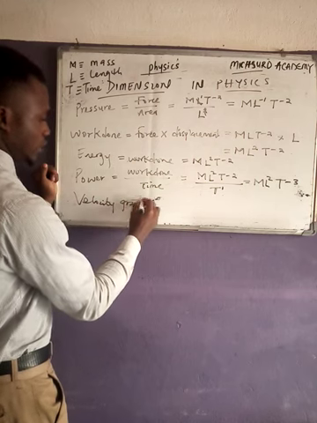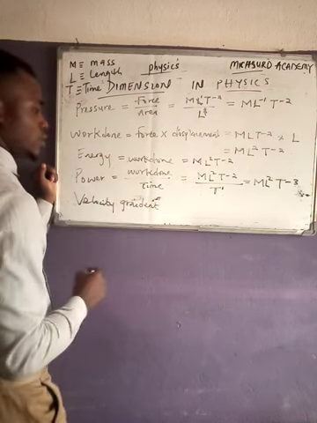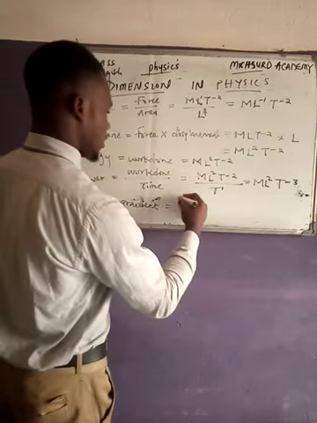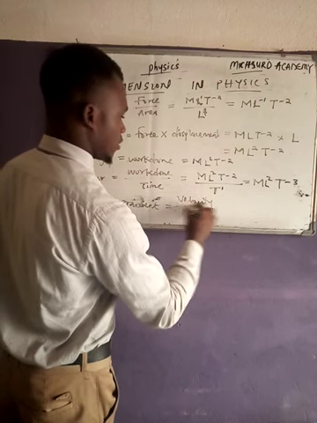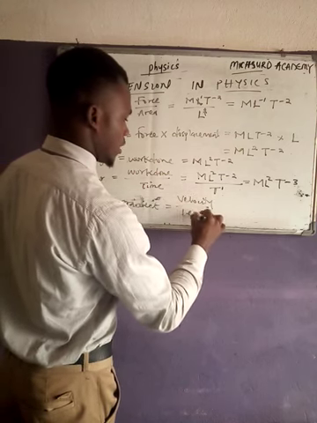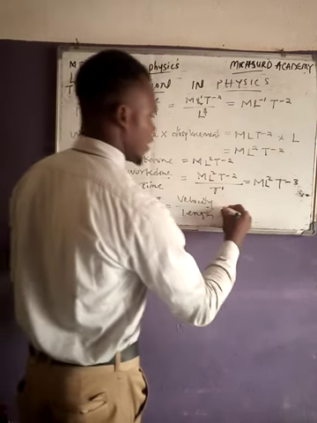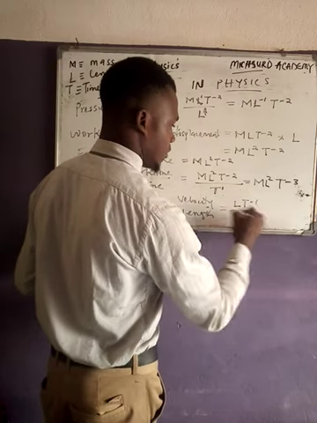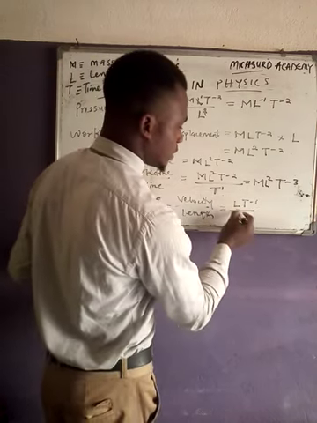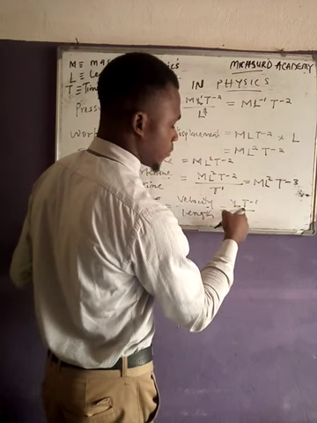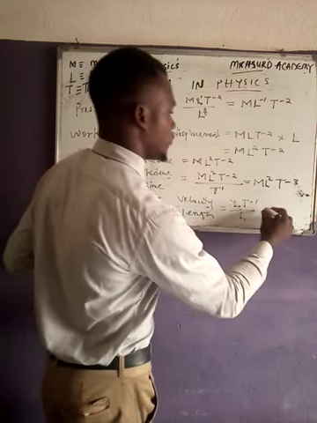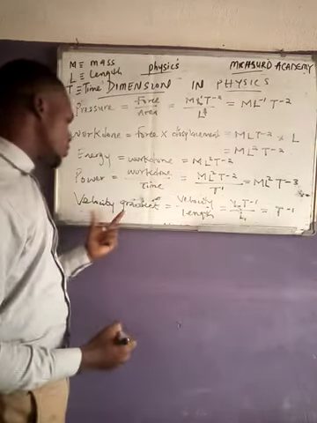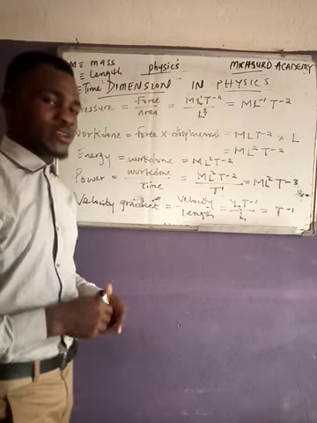Velocity gradient. The velocity gradient is given as velocity all over length. So that our velocity is dimension as LT^-1. Then our length is dimension as L. So you can see that we cancel out this L, they are positive, positive. So that what we have left is T raised to power minus 1. So that gives you the dimension for velocity gradient.